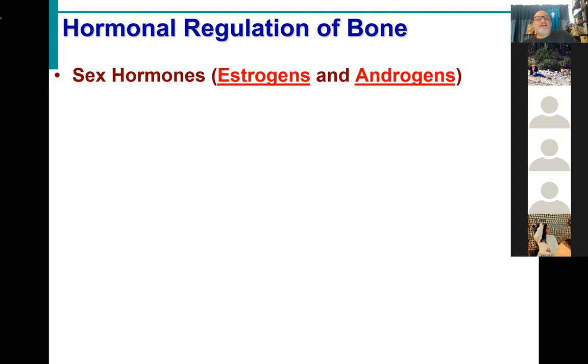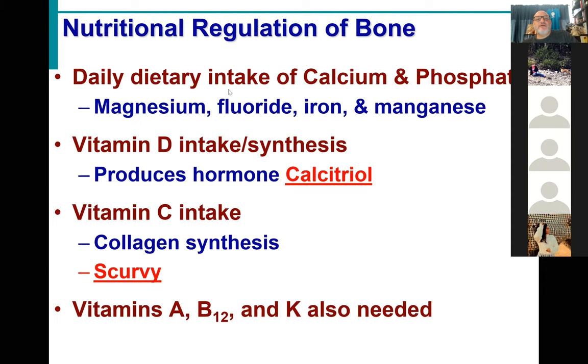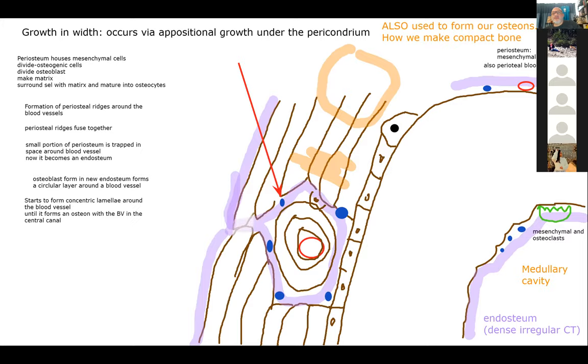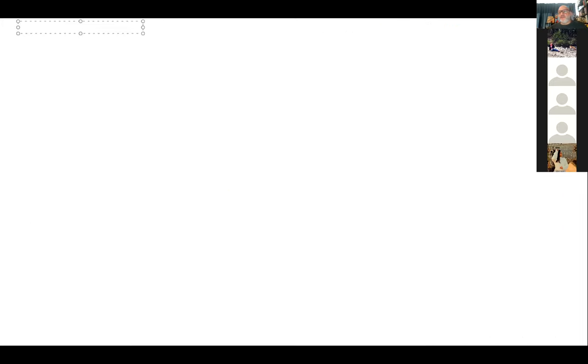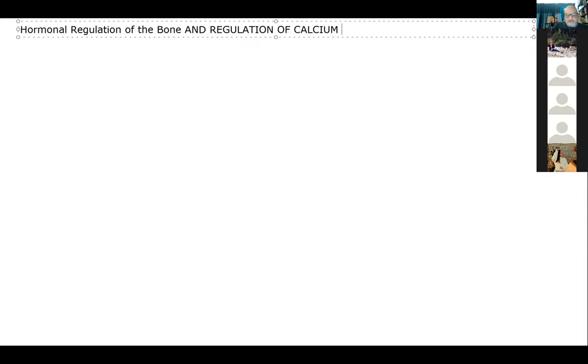So the last thing, and actually let's do it this way. Before we do it here, let's do it here. The last factor we need to talk about are hormones. And remember, when we're talking about that hormonal regulation of the bone, we can't forget that these hormones are also going to play a huge role in the regulation of calcium levels in our blood. These two things go hand in hand.